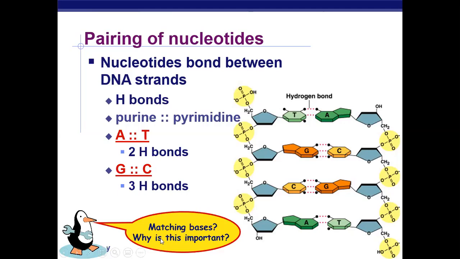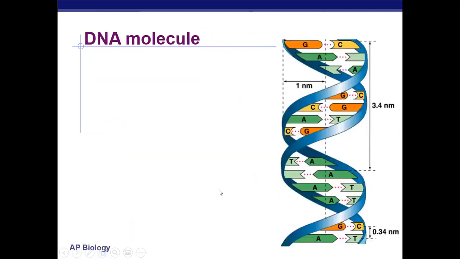I've already mentioned why matching the bases is important. It's due to the size of the structure. This allows for equal sizing all the way across the DNA. 2 pyrimidines would be too small, 2 purines would be too big. That is actually one of the reasons it took Watson and Crick so long to figure it out.